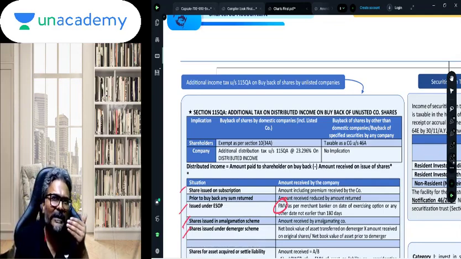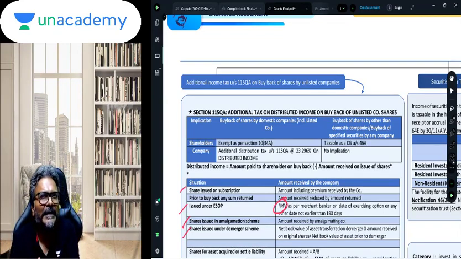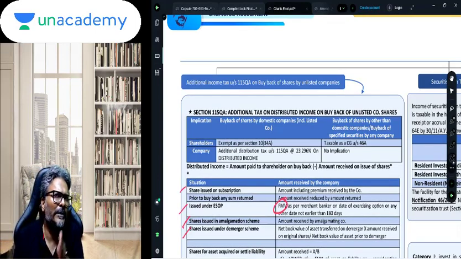So the company which is calculating the income of the shareholder, for them it is easy to know what would be the full value of consideration. It is nothing but the amount that it has distributed to the shareholder. But the challenge for the company is to know what would be the cost of acquisition.